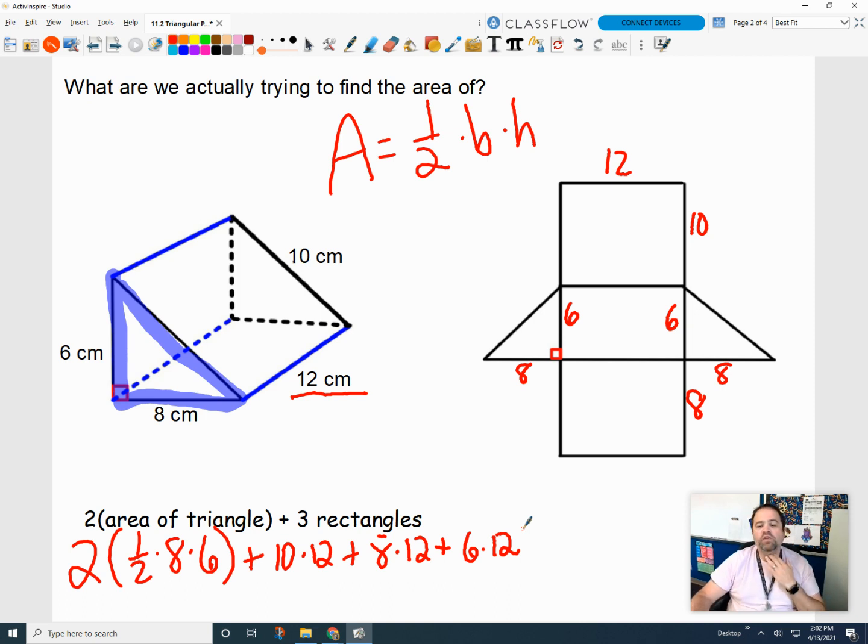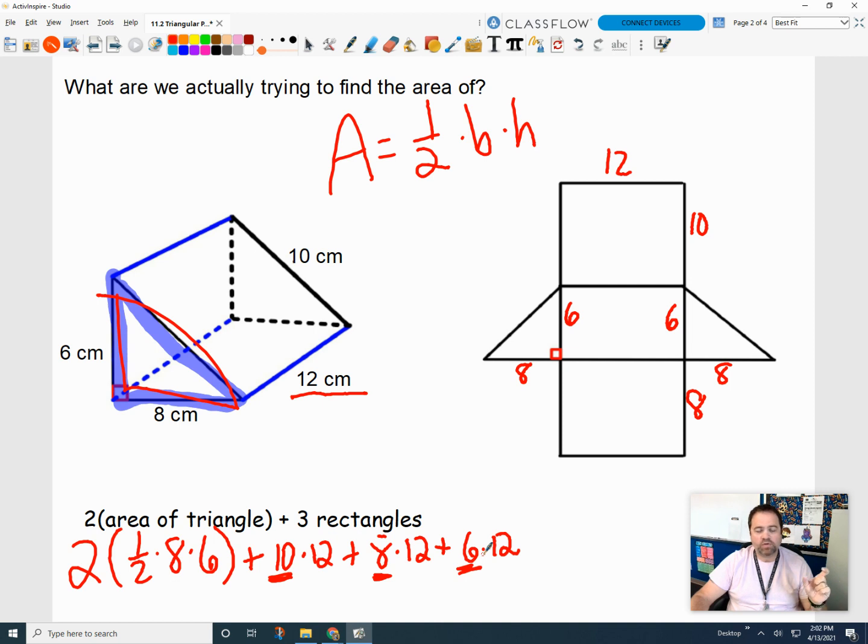Okay, so if you look at this, before I multiply it all out and give you an answer, I've got the triangle, which I highlighted in purple here. There's two of those. And then each rectangle is basically the 10, 8, and 6. They're the sides of the triangle.